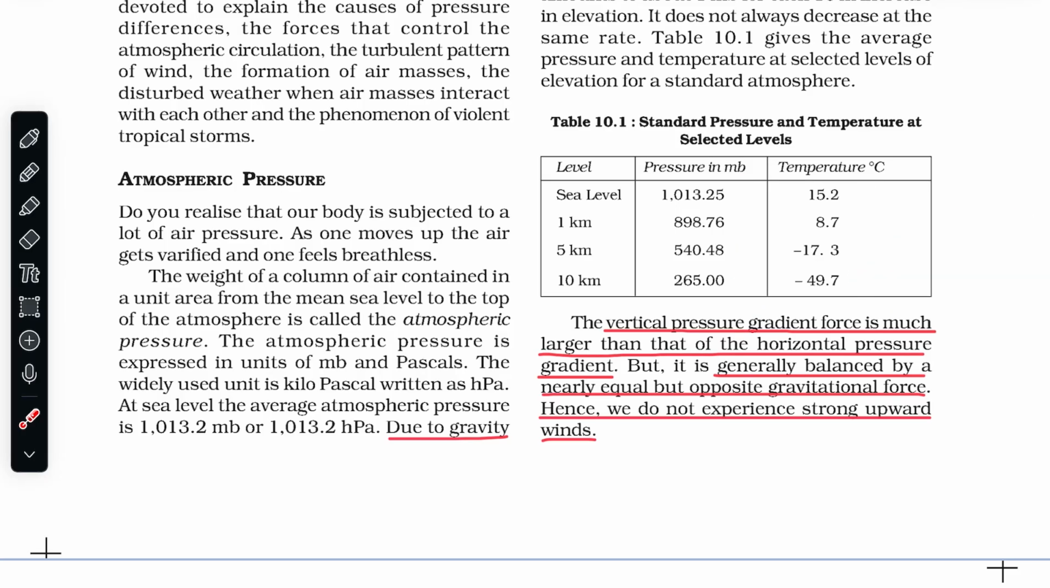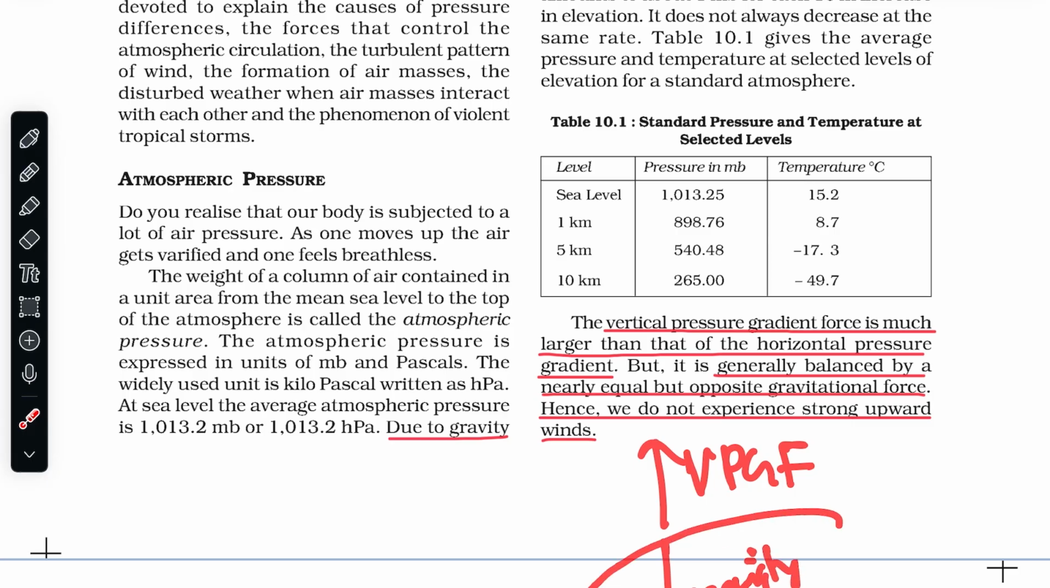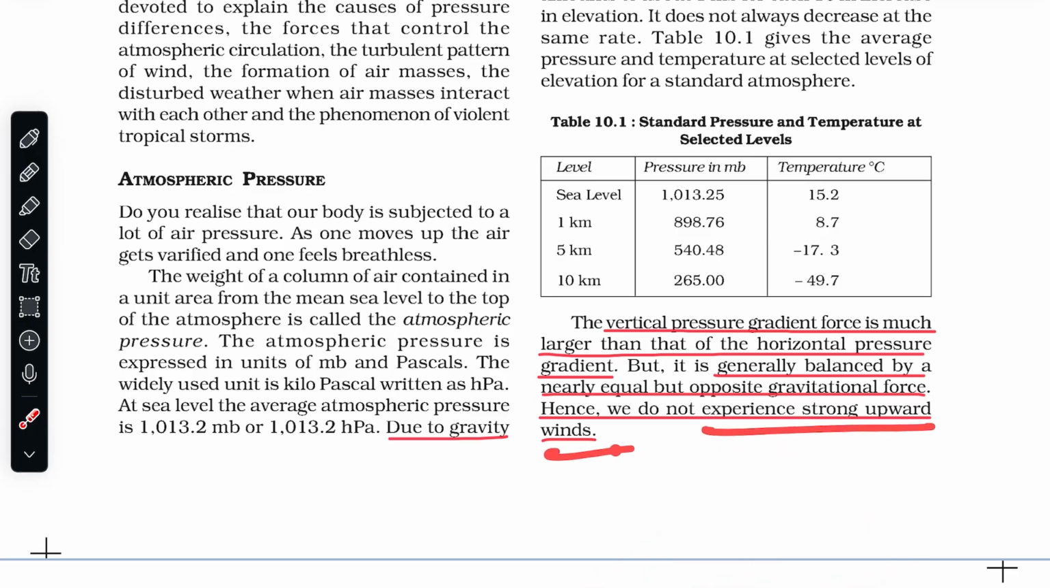The vertical pressure gradient force is much larger than that of the horizontal pressure gradient, but it is generally balanced by a nearly equal but opposite gravitational force. So if this is the vertical pressure gradient force, the pressure gradient is basically the difference between the pressures between two different areas. So if there is this vertical pressure gradient force, there is an equal and opposite gravitational force which is balancing it. Hence, we do not experience strong upward winds.